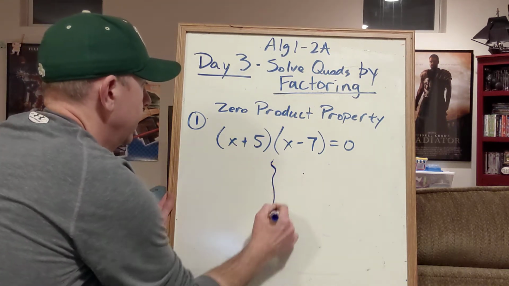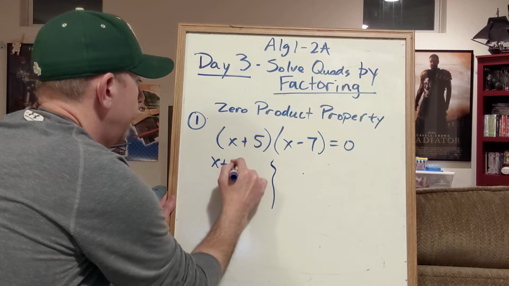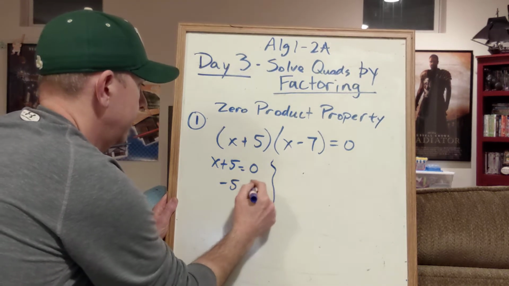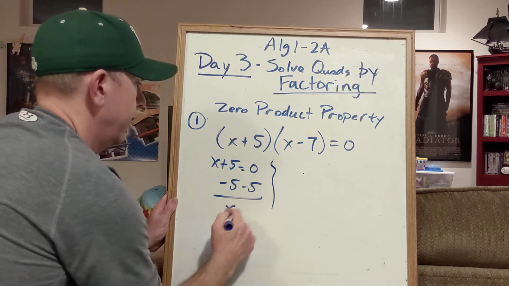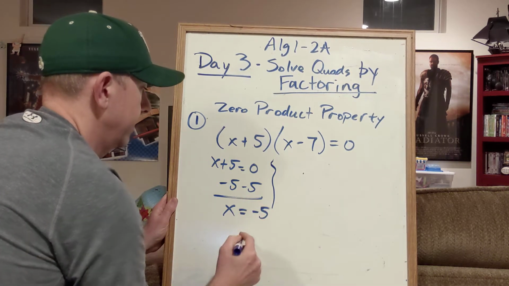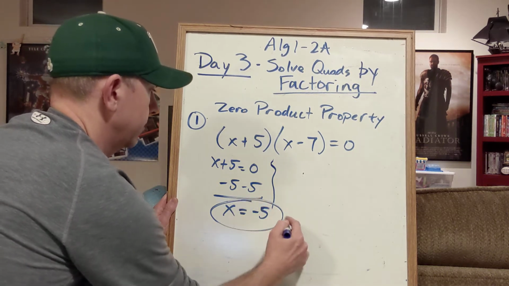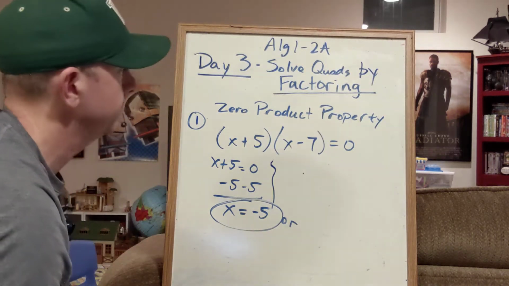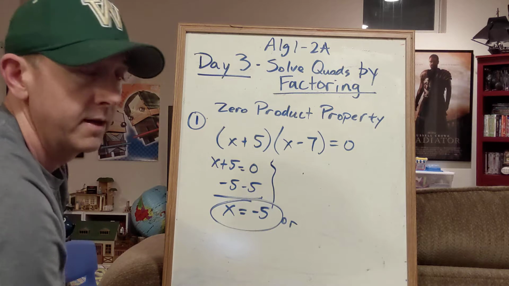So if x plus 5 is equal to 0, we can solve for x by subtracting 5, and we end up with x equals negative 5. So that is one of our answers. We're going to have two answers here today. As you may remember, yesterday we talked a little bit about the parabola, and I'll show you after we do this one.